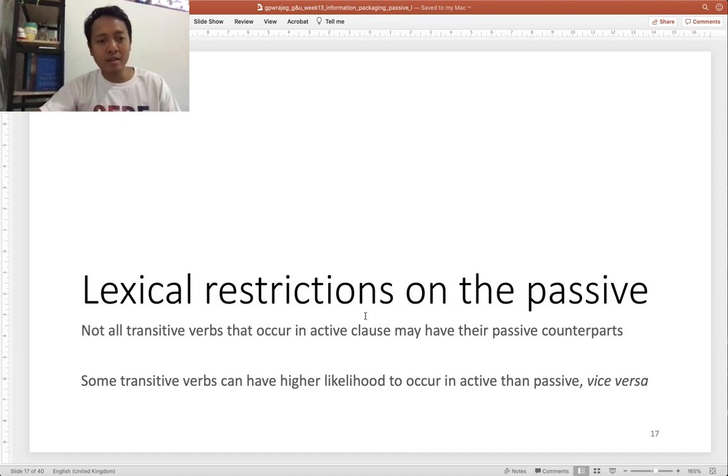Lexical restriction on the passive, what does it mean? Well, you may think that every active clause will have a passive structure, but actually not all transitive verbs that occur in active clauses may have their passive counterparts. Some transitive verbs have a higher likelihood to occur in active than passive. In the same way, there are verbs that tend to occur in passive in comparison to active.